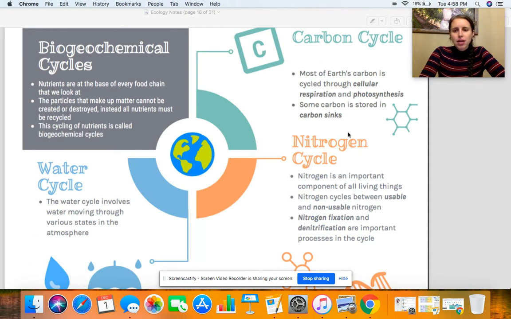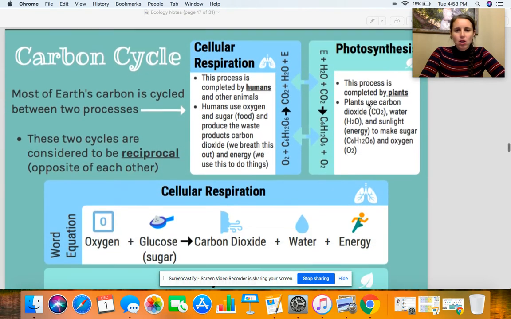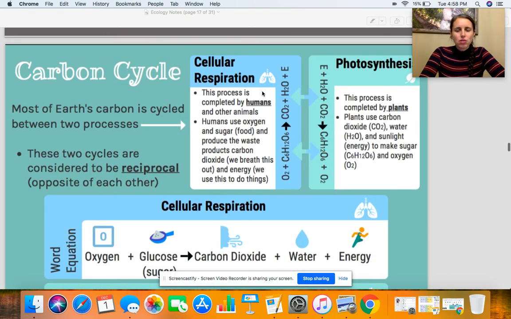So the carbon cycle is actually looking at 2 different processes, cellular respiration and photosynthesis. So let's go ahead and start with the carbon cycle. We're going to be looking at 2 different things. These are going to be really important again in grade 10. And if you take grade 12 bio, you're going to look at them again. So most of the Earth's carbon is actually cycled between the 2 processes, cellular respiration and photosynthesis. So cellular respiration is actually completed by humans.